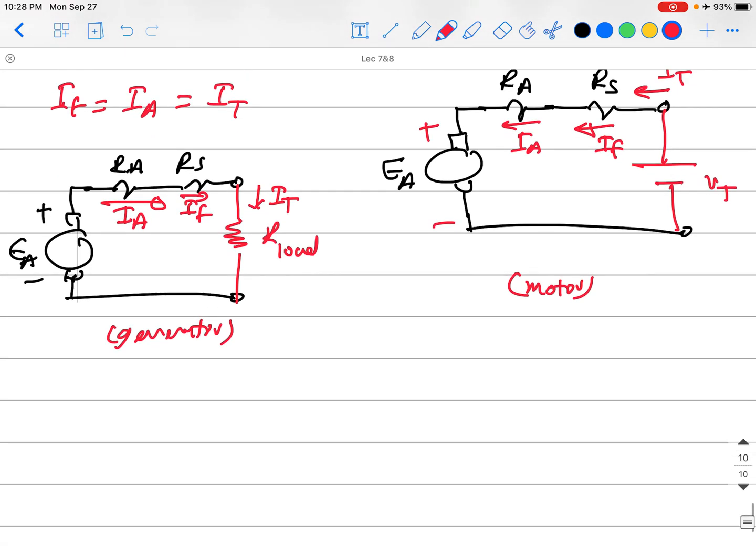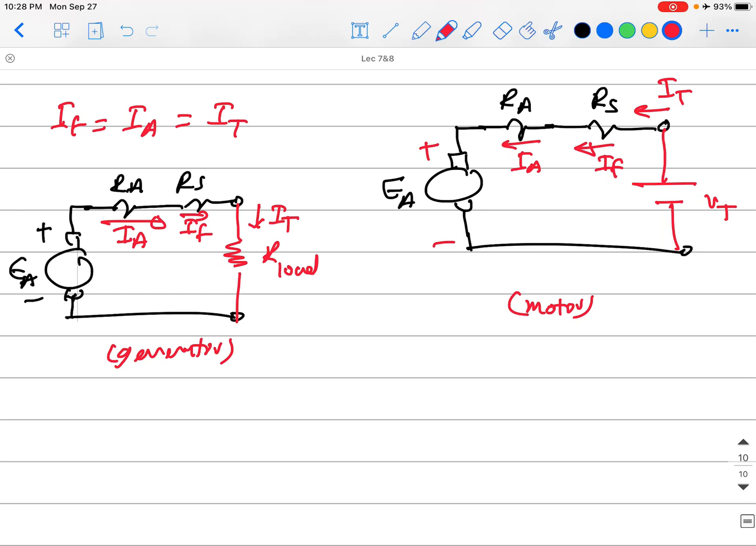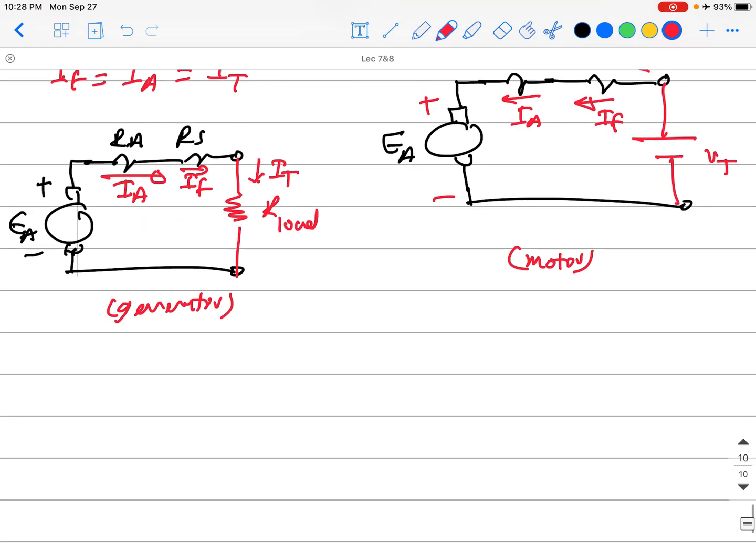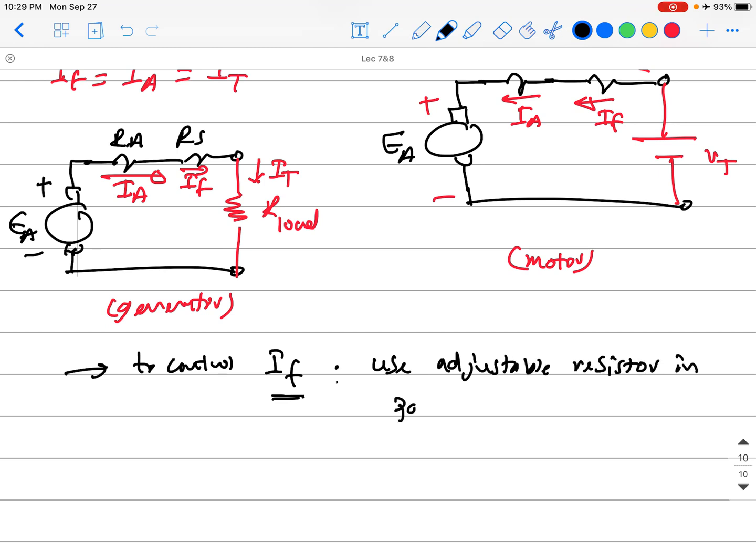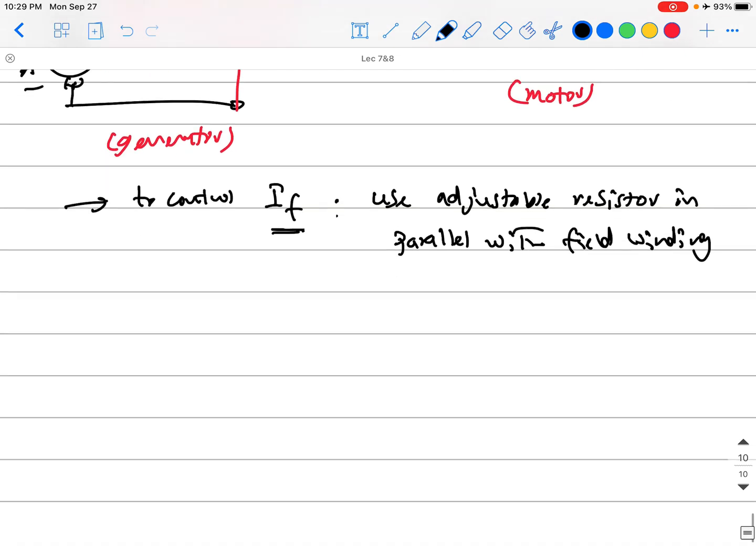Using the same thing, we can control the field here if you want to. To control the I field here, because that's a series connection, use an adjustable resistor in parallel with the field winding. So you bring this RS here and connect an adjustable resistor in parallel with it.